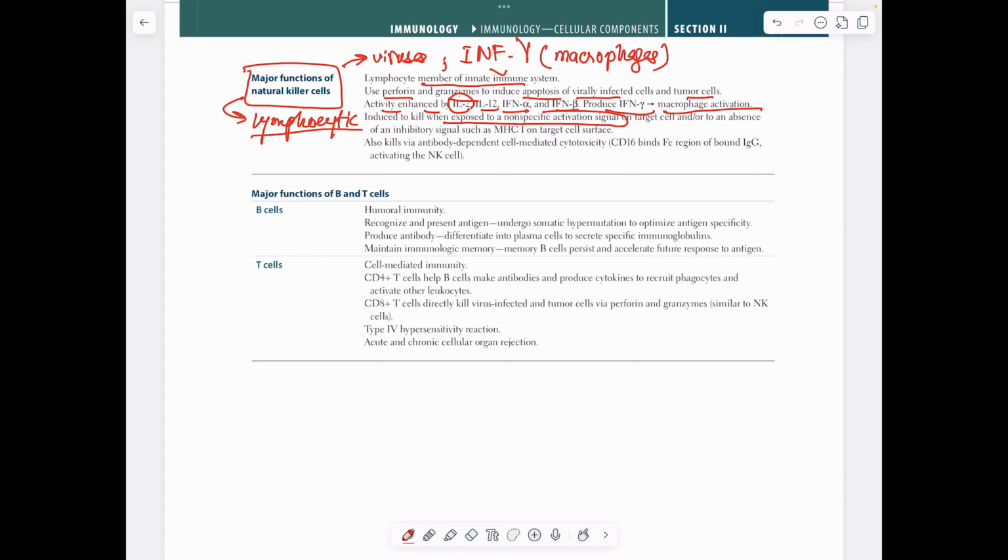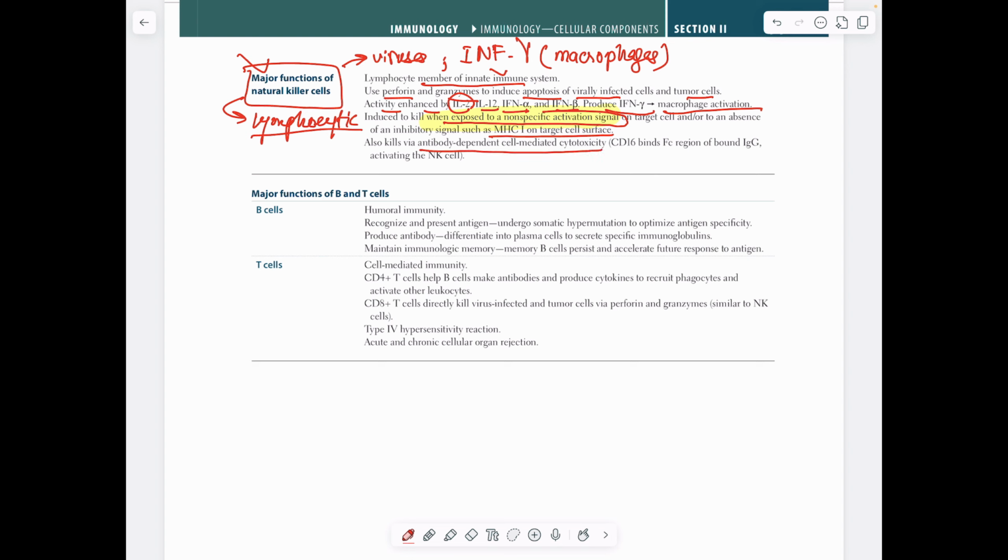When it is getting any non-specific activation signal, it is stimulated, but it also has inhibitory signals, that is, MHC I on the target cell surface. Whenever MHC class 1 is present on the target cell surface, it will be inhibited. Also, it kills via antibody-dependent cell-mediated cytotoxicity.